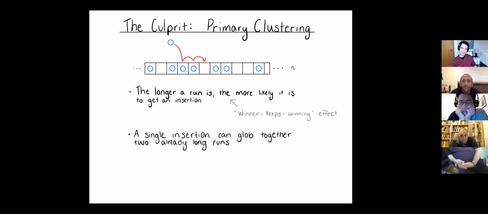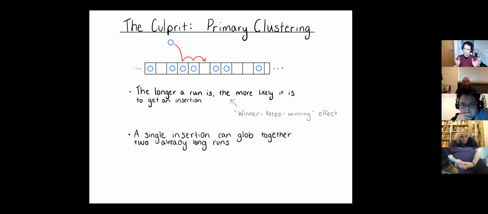And so the way that textbooks have historically described this phenomenon is they said, well, it's kind of a winner keeps winning effect. So the longer that a run gets, the more likely it is to accrue additional elements, which causes kind of a positive feedback loop. It turns out that's not really the whole story.